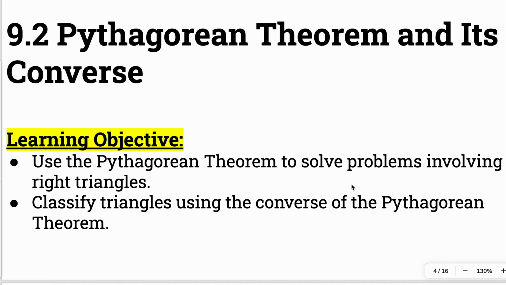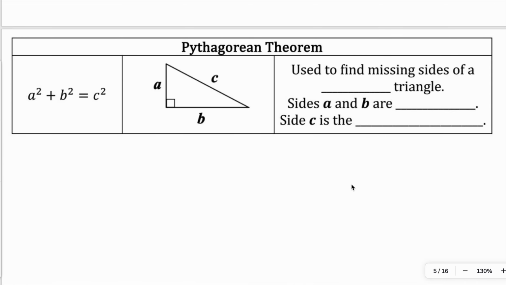Today we're looking at lesson 9.2, Pythagorean Theorem and its converse. Be able to use the Pythagorean Theorem to solve problems including right triangles. We'll still see things like rationalizing the denominator, and then be able to classify triangles using the converse of the Pythagorean Theorem. So let's get started.